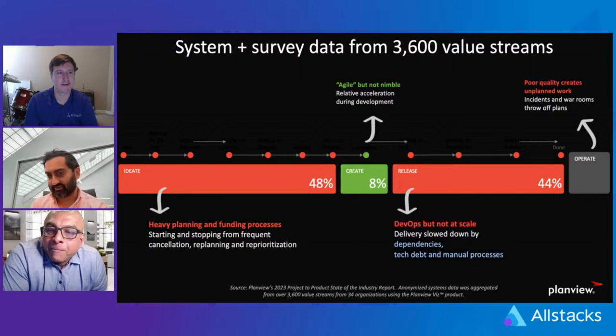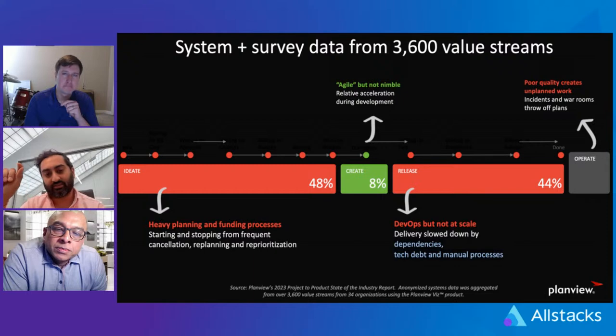Yeah, value stream management is certainly having its moment again, right? And it's nice to see. I think what's really interesting about this slide is this slide presents what the actual value stream should look like, actually the physical shape of it, right? But one of the things that we really try to tackle with Allstacks is why does the value stream actually look like this and not what I think the perception of the value stream is, this kind of sideways hourglass, right?